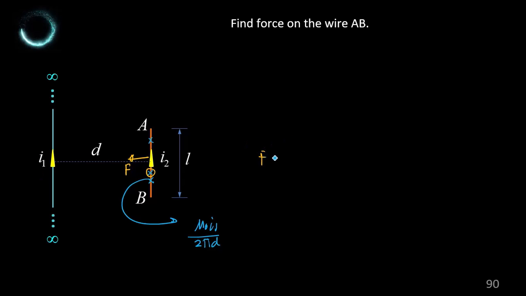What is that force? That should be equal to BIL. So B is how much? Mu naught I1 by 2 pi d. This is B. That B is produced by I1 on I2. B is the magnetic field produced by the I1 current on I2. Why do I say on I2? Because we want to find the force on I2, so the magnetic field has to be created by some other source, where I1 is responsible for producing the magnetic field.